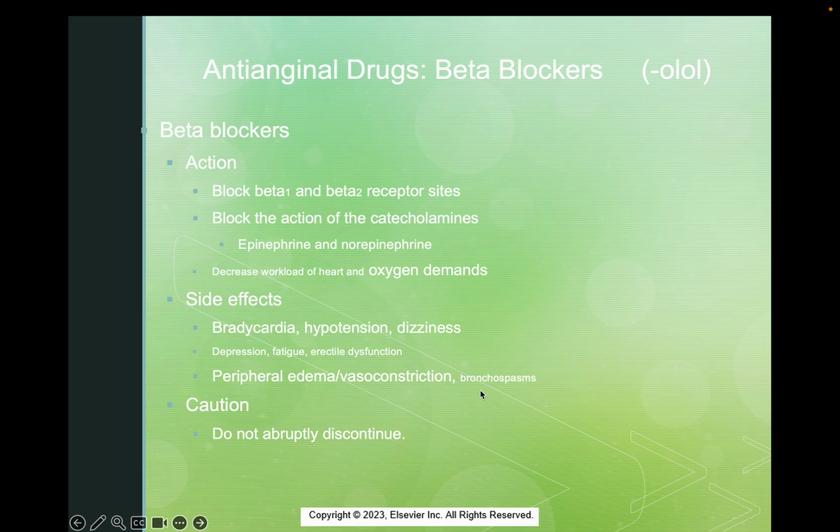So let's talk about none of these drugs. So you'll see on the bottom a caution, like do not abruptly discontinue. Especially with cardiac medications, we never want to abruptly discontinue cardiac medications.